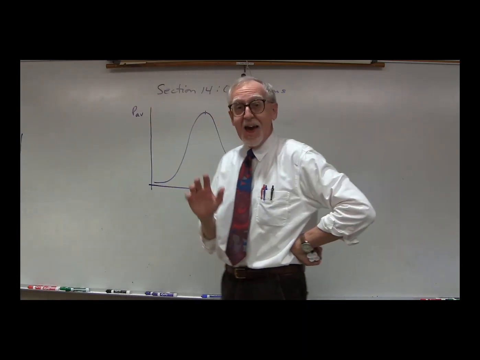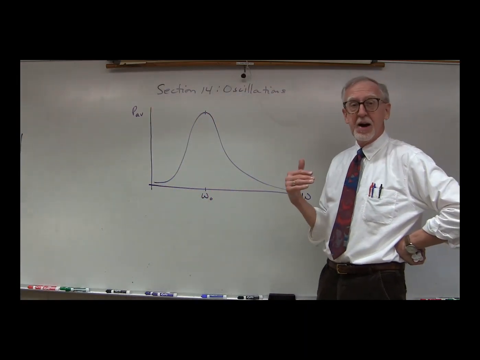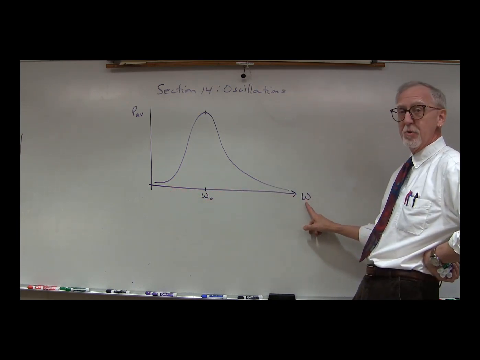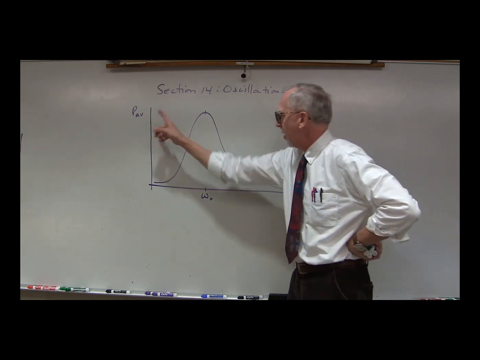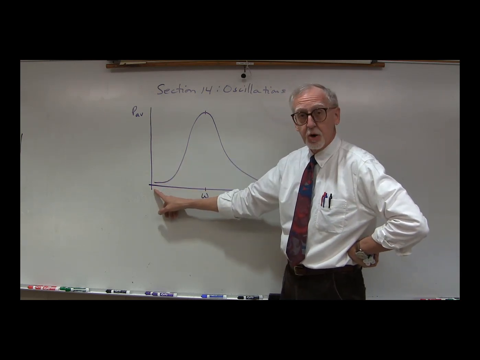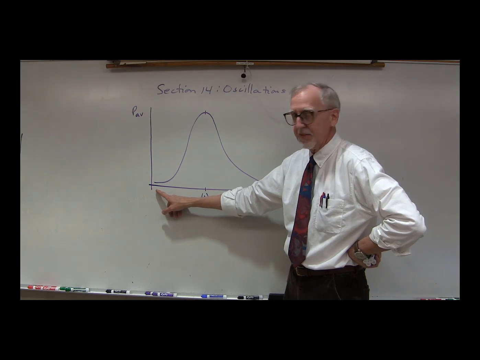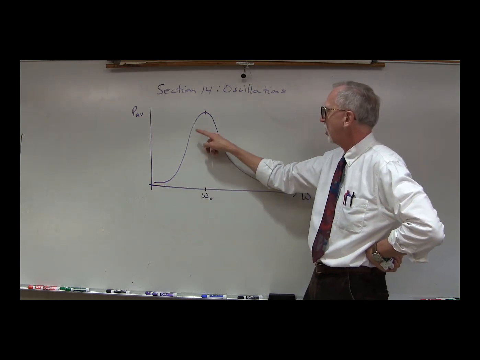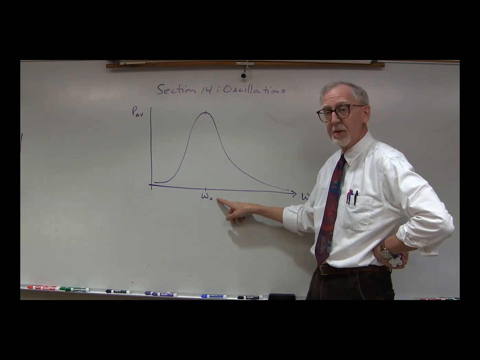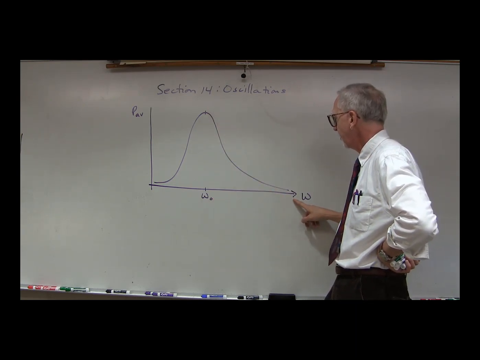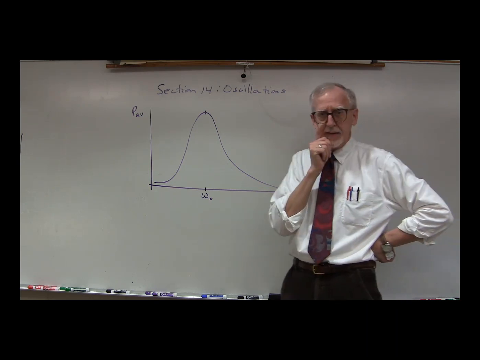If we look at the average power absorbed by the oscillator, this is a plot of ω versus the power. When ω is small, the oscillator absorbs a small amount of power, a small amount of energy per time. But as ω increases, more power goes into the oscillator, maximizing at ω₀, and then decreasing as ω continues to increase. So what's going on here?